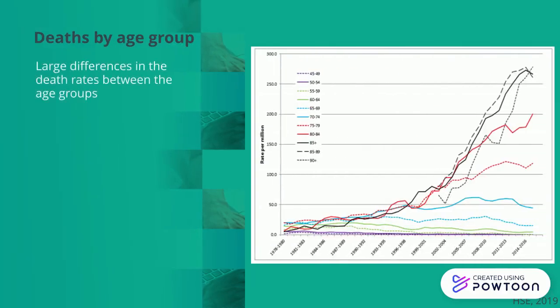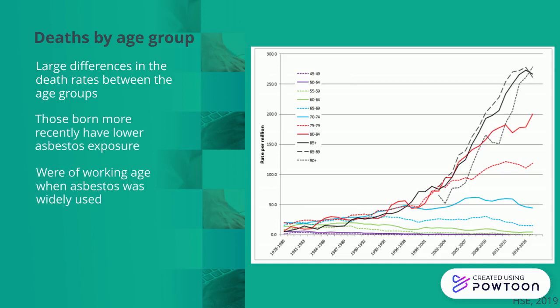In the graph we can see there are large differences in the magnitude of rates between the different age groups. This is consistent with those that were born more recently tending to have lower asbestos exposure than those born earlier and were of working age during the period when asbestos was widely used.